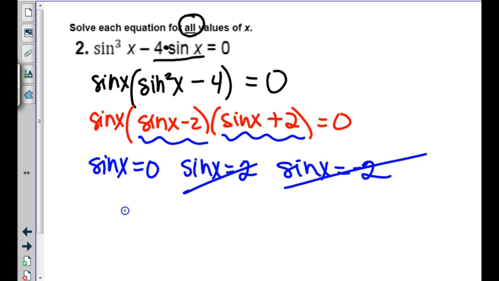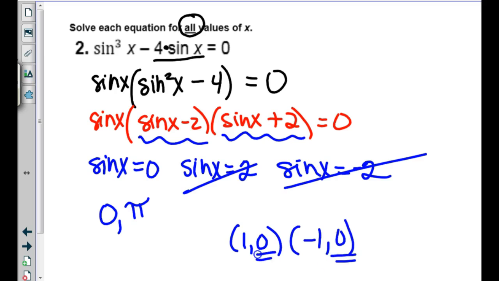So where is the sine 0? Now look at your unit circle. The sine is 0, meaning the y value is 0, at pi, 2 pi, 3 pi, 4 pi. Look at pi. What's the sine at 0, at pi? So it's at 1, 0 and at negative 1, 0, right? So how do we want to write all solutions?